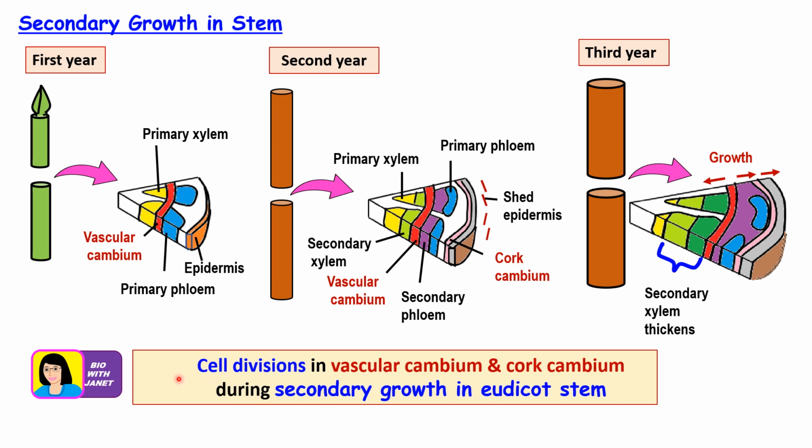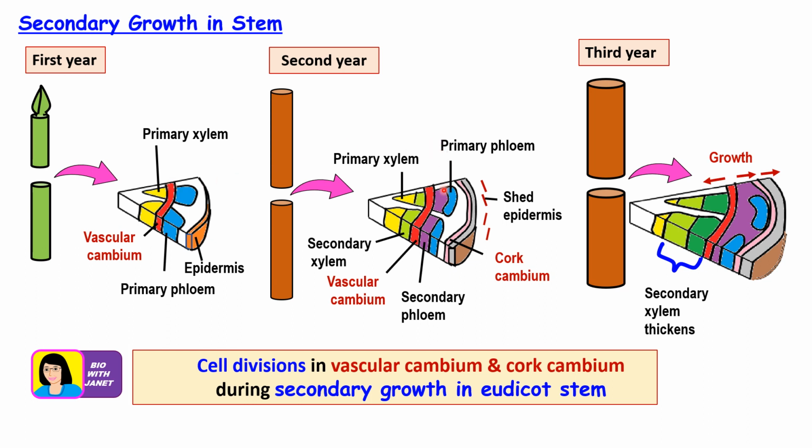Now this diagram, which is also found in the textbook, shows us the cell divisions in the vascular cambium and cork cambium during secondary growth in the eudicot stem. So in the first year, there's primary growth, and we see the primary tissues formed here are the epidermis, cortex, the white layers, the cortex, primary phloem, vascular cambium, and primary xylem, right? But here we can see that there is already a ring of vascular cambium, the cambium ring. So maybe secondary growth has already started, okay, just started.